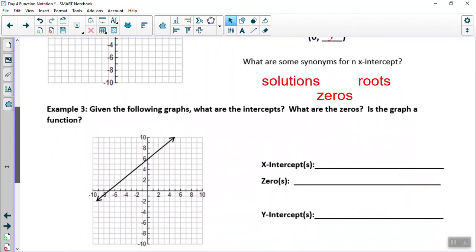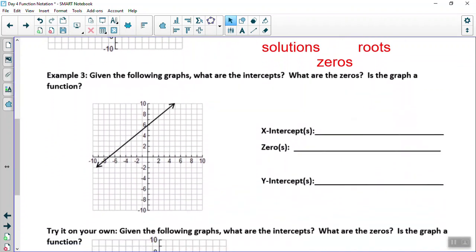All right, so let's take a look at this graph here. Given the following graphs, what are the intercepts? What are the zeros? Is the graph a function? All right, so let's start with our x-intercepts. How many times does this line cross the x-axis? It only crosses it once, right here. So looks like about -7, comma 0. So that's our x-intercept. Our x-intercepts are always written as an ordered pair.